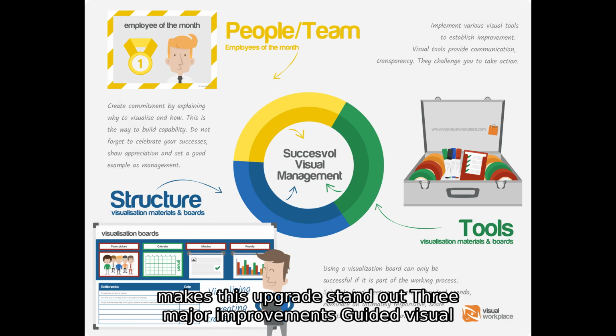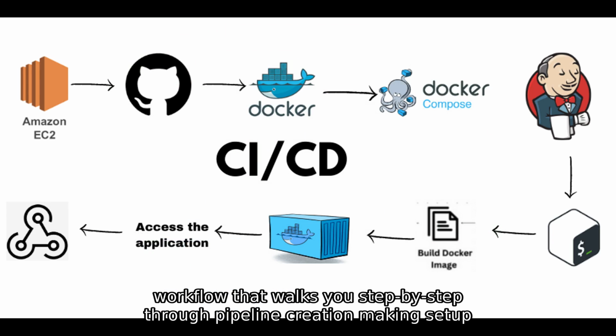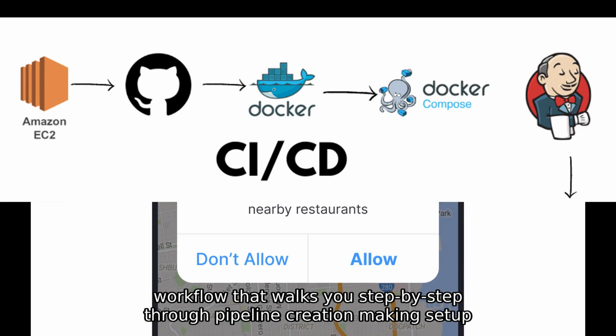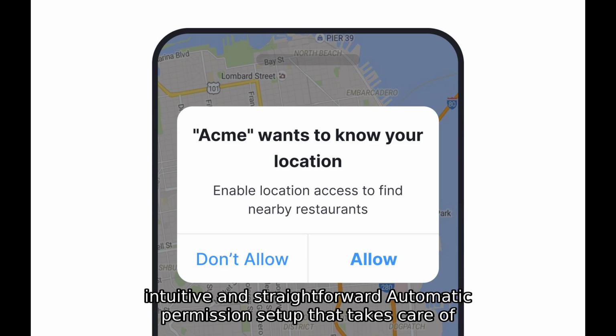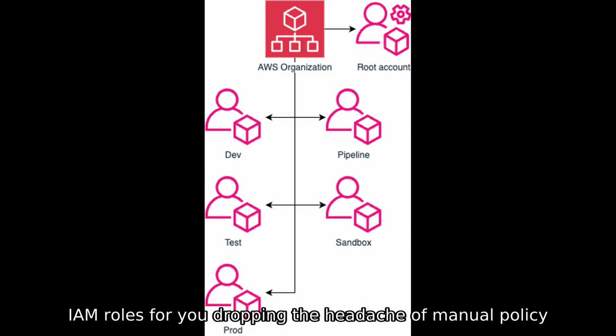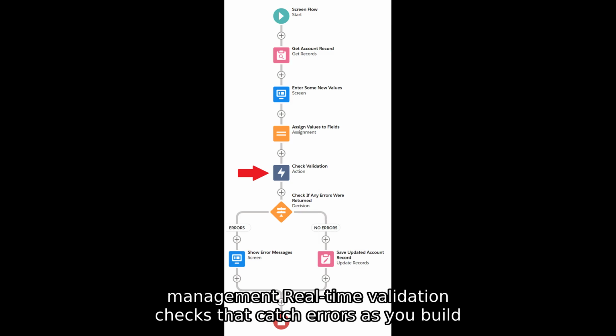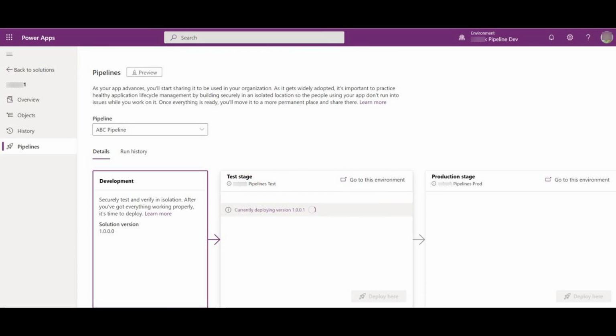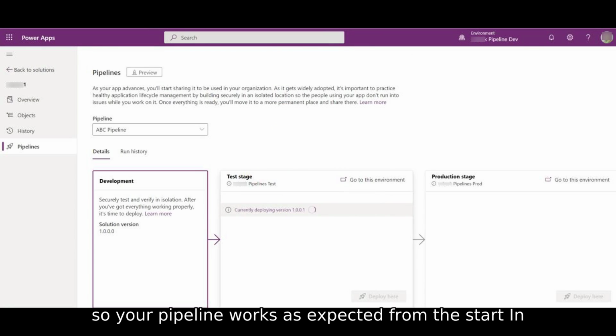What makes this upgrade stand out? 3 major improvements. Guided visual workflow that walks you step by step through pipeline creation, making setup intuitive and straightforward. Automatic permission setup that takes care of IAM roles for you, dropping the headache of manual policy management. Real-time validation checks that catch errors as you build, so your pipeline works as expected from the start.